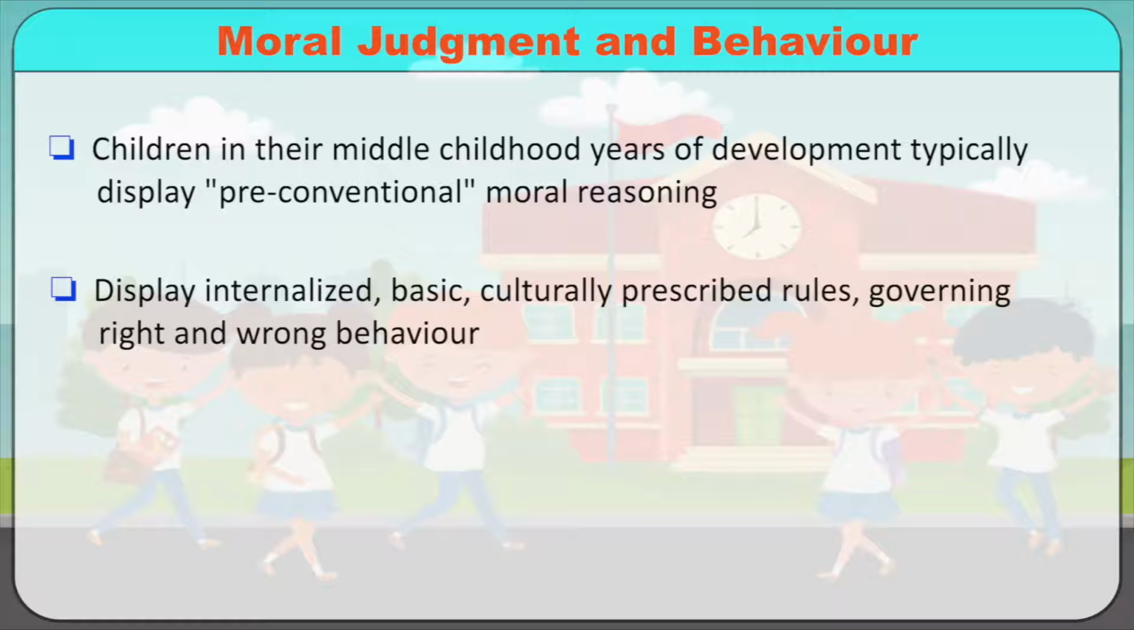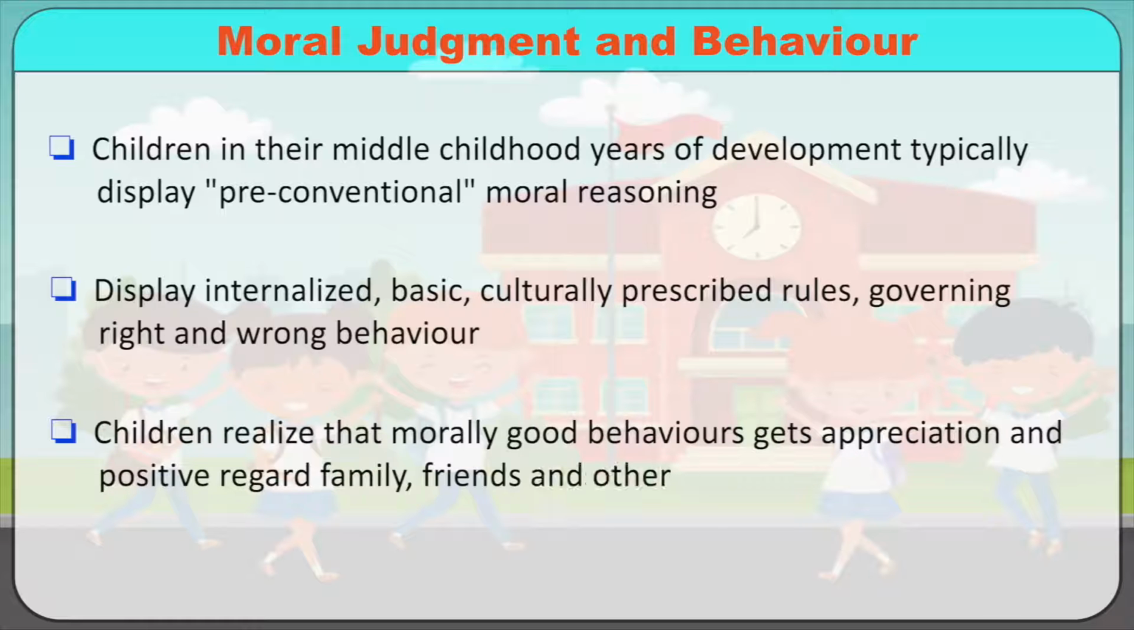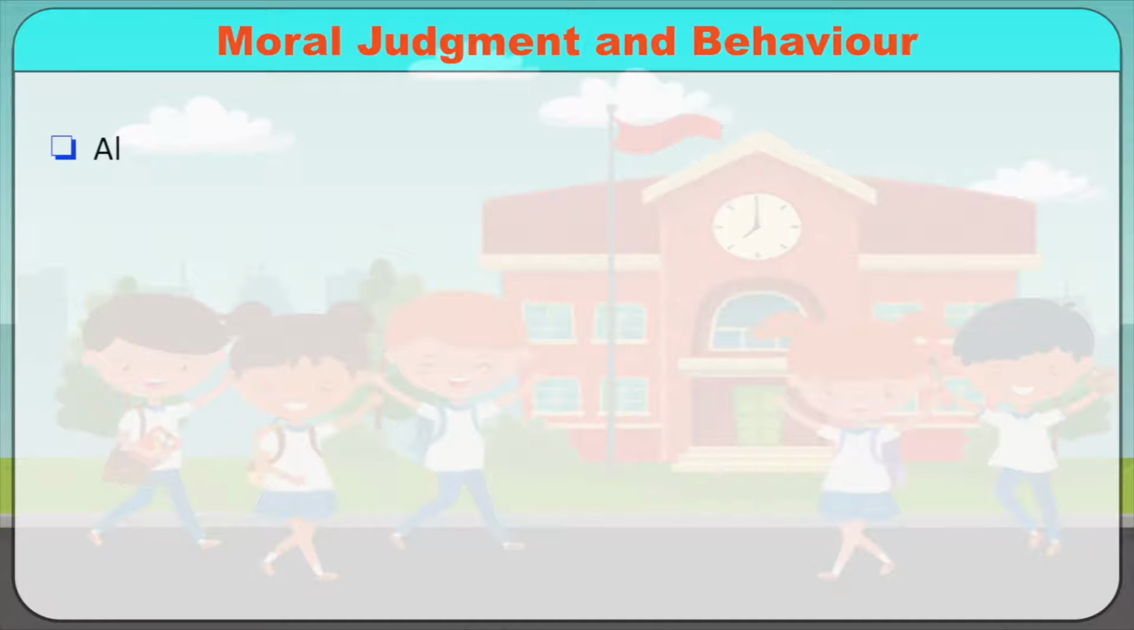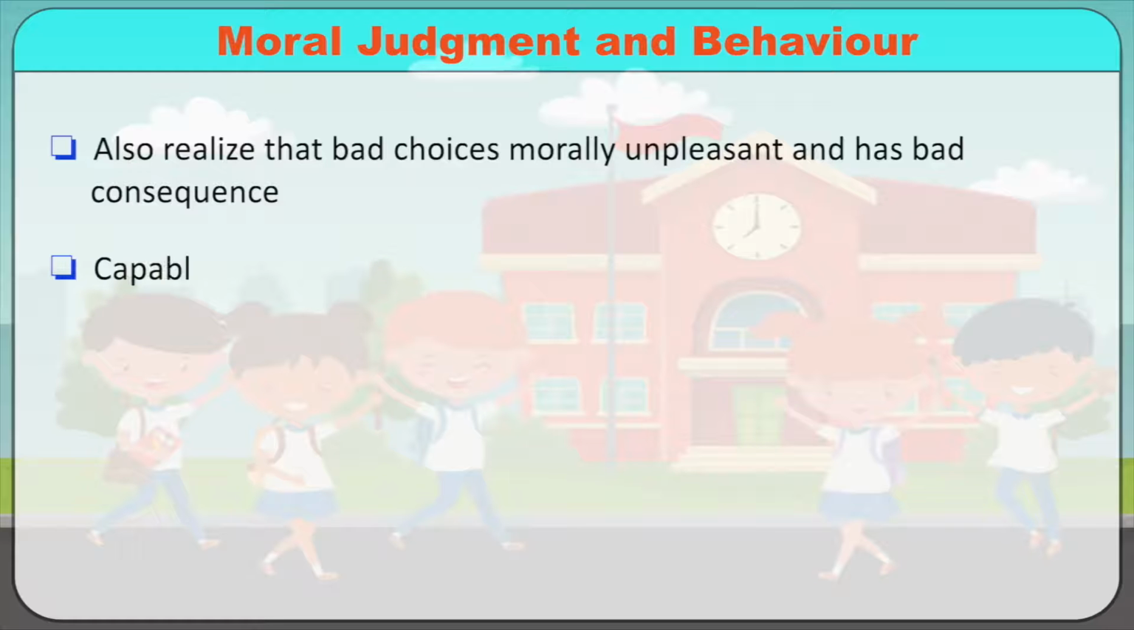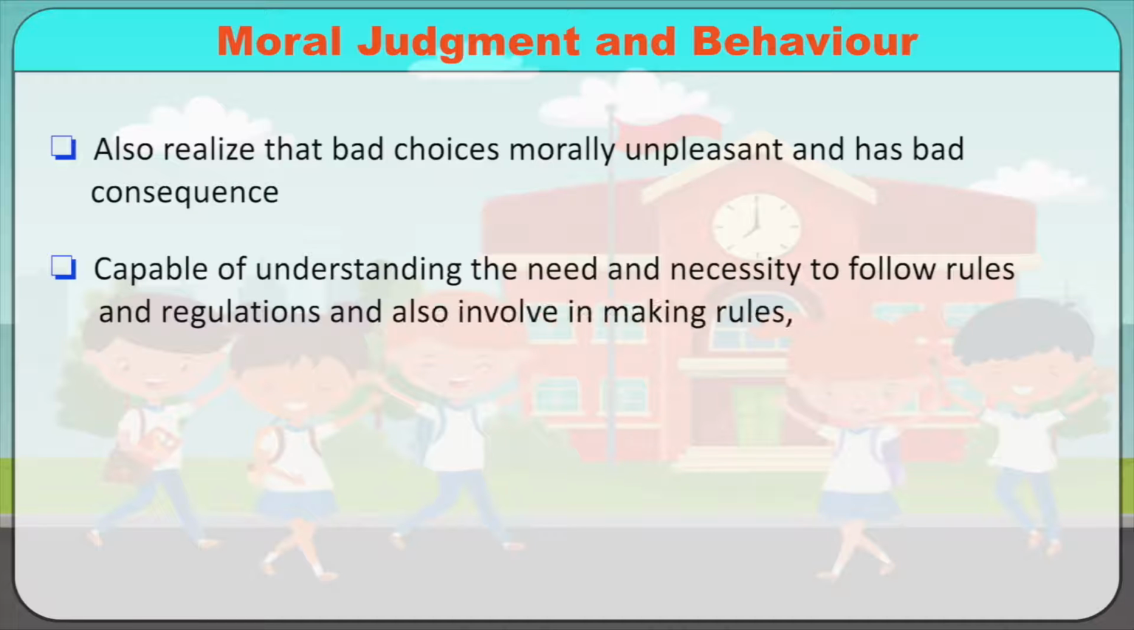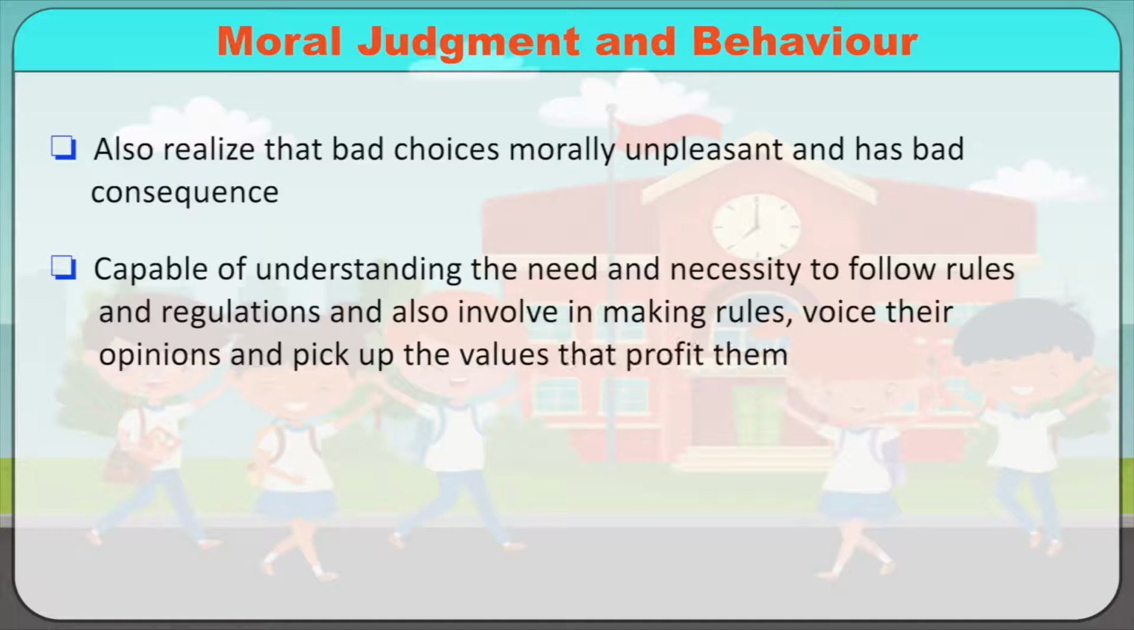In the later years of middle childhood, children realize that morally good behavior gets appreciation and positive regard from family, friends and other people, and at the same time they also realize that bad choices are morally unpleasant and have bad consequences. In middle childhood years, they have to be capable of understanding the need and necessity to follow rules and regulations, and also get involved in making rules, voice their opinions and pick up the values that profit them.